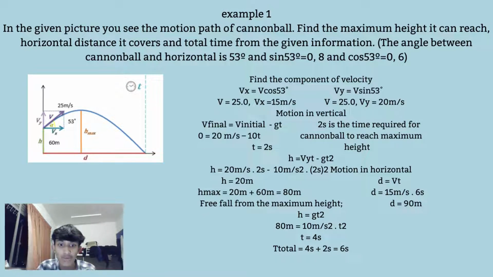Then we have to find the time again, using the formula h equal to half g t squared, because this is a free fall from the maximum height. So we substitute all the information we have obtained and we get the answer for time, which is t equal to 4 seconds. So the total time we need is 4 seconds plus 2 seconds equal to 6 seconds.